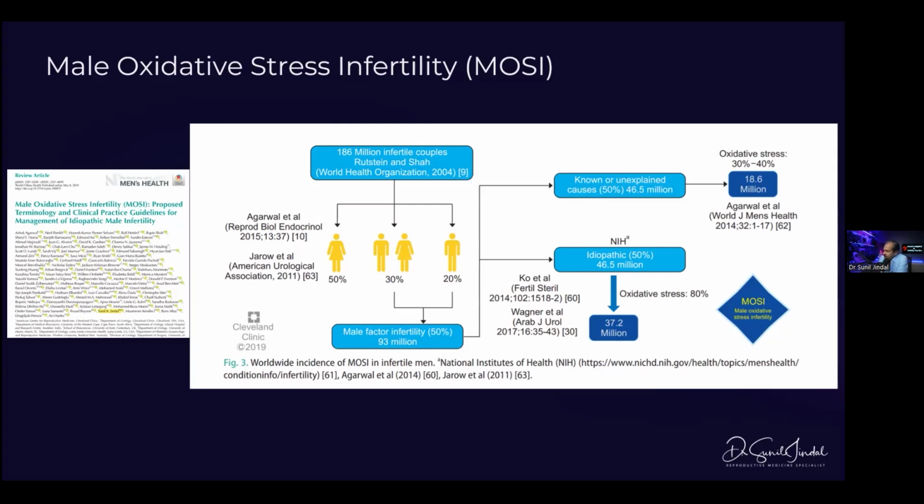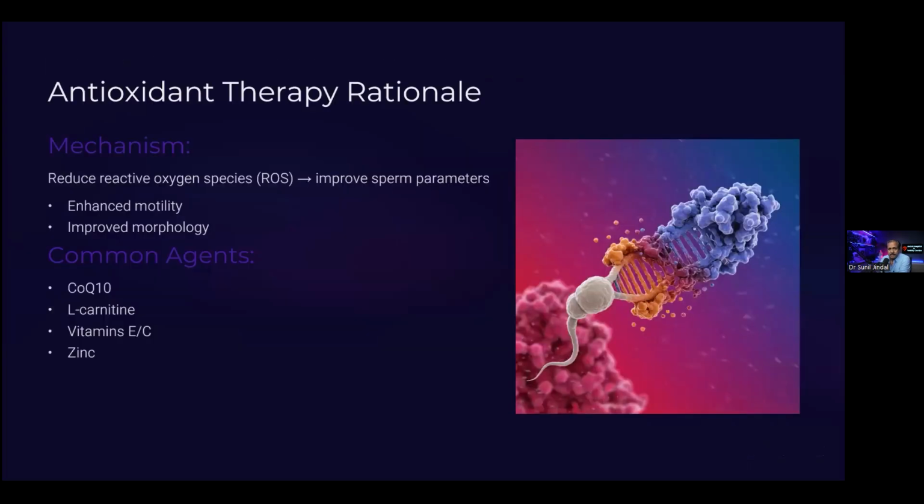And can you imagine that in the people where there was a known factor, oxidative stress was in 30 to 40%, and in idiopathic it was about 80% oxidative stress. This led to the coining of the term by my dear friend Dr. Ashok Agarwal, MOSI, male oxidative stress infertility.